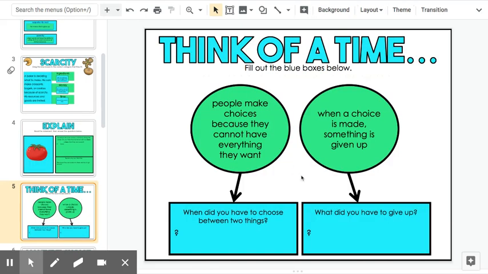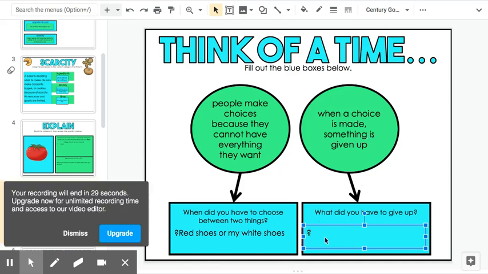All right. Now, I would like you guys to go ahead and think of a time people made choices because they cannot have everything they want. So I'm going to go ahead and think of a time. When did I have to choose between two things? So the other day I had to choose between if I wanted to wear my red shoes or my white shoes. And that was my choice. Now when a choice is made, something is given up. So I decided to wear my white shoes. So that means my red shoes were what I gave up.